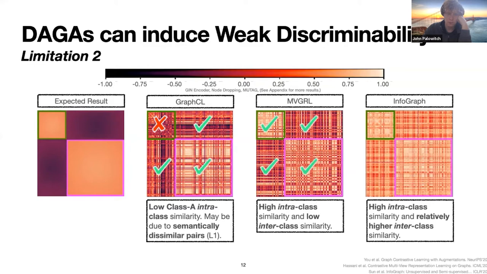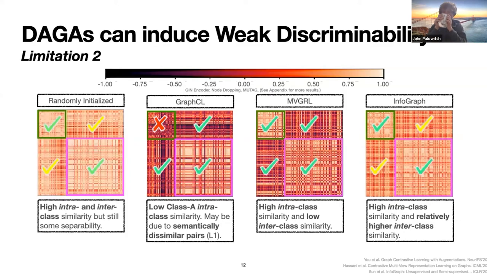Infograph, another method which directly maximizes mutual information between global and local views, has high intra-class similarity, but also relatively higher inter-class similarity as well. Lastly, we note that an untrained model also appears to have some level of similarity built into it, though the inter-class similarity remains pretty high in this case.